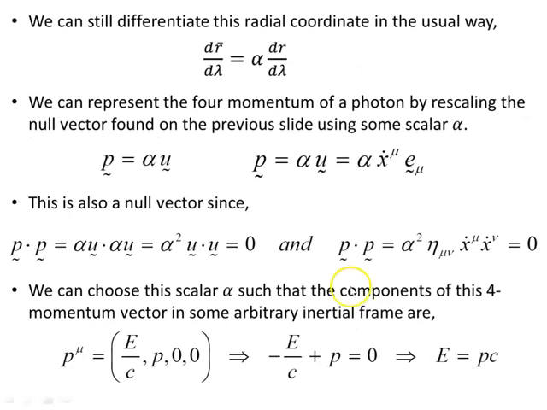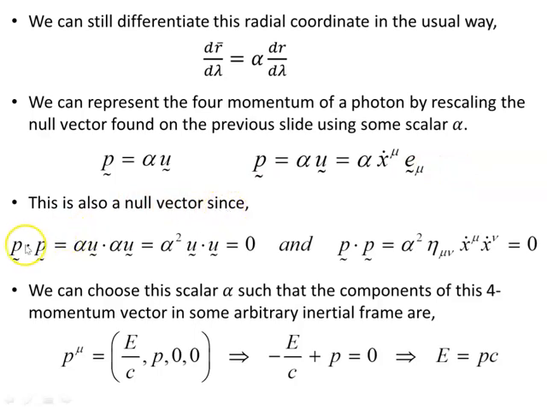We can still differentiate this radial coordinate the usual way, so differentiating it with respect to the parameter lambda, dr bar/dλ is just alpha times dr/dλ. We can represent the four-momentum of a photon by rescaling the null vector found on the previous slide, taking the four-velocity and multiplying it by some scalar alpha. So P is alpha u, or, from the coordinates we were talking about earlier, alpha x dot mu e_mu, expanding it out in the basis vectors e_mu.